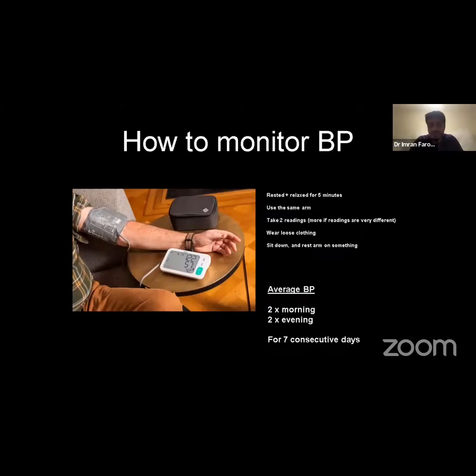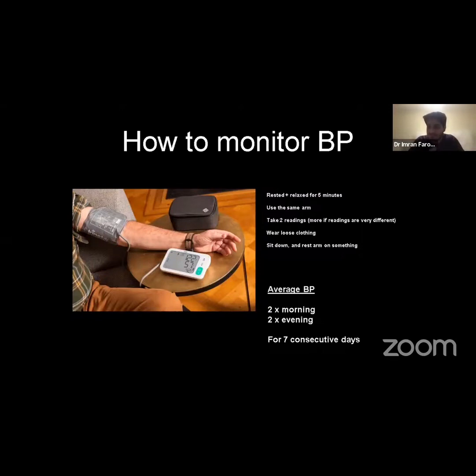How do we actually check our blood pressure? Well, we want you to be rested. We want you to be relaxed, ideally for a few minutes before checking your blood pressure. Try and use the same arm every time so that we get nice consistent readings. And don't just rely on one reading. Try and take two readings consecutively. So if you take one reading, maybe wait 1 or 2 minutes and then take a second reading, again, just to increase the reliability of the numbers that you're getting.